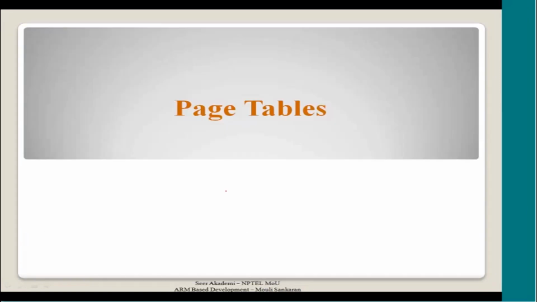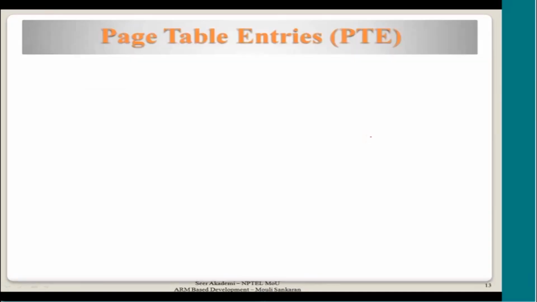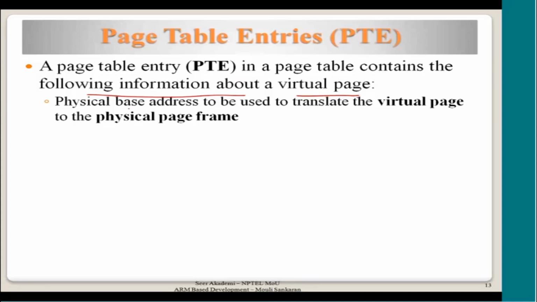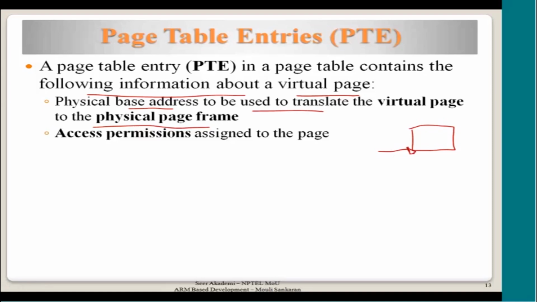This is a very crucial part of the discussion. Please pay attention closely because if you miss it, it is very difficult to follow. A page table entry in a page table contains the following information about the virtual page. Physical base address to be used to translate the virtual page to the physical page frame. So for the virtual page, what is the base address, and that has to be translated to something else in physical memory, to the page frame.